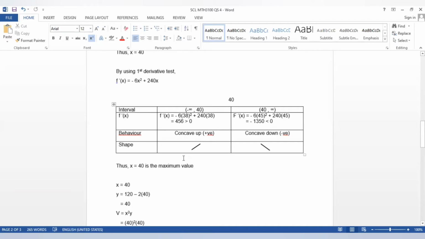Okay, and then we can choose any value above 40, and I choose 45, and the answer here is negative 1350, which means it is below 0. So it is concave down, a negative value, and the shape is like here.